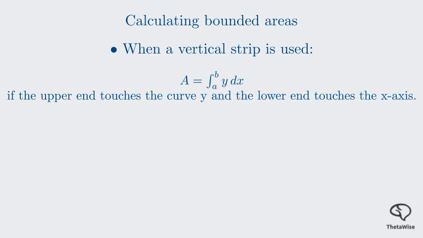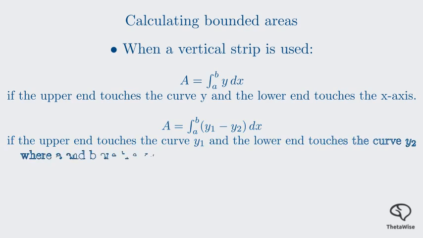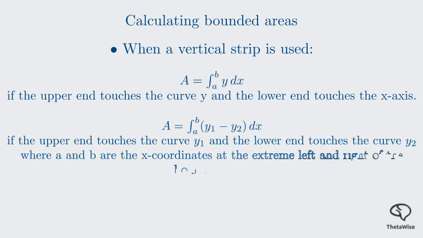More often, the area is bounded between two curves, say y1 and y2. In this case, the height of our vertical strip is the difference between the y value of the top curve and the y value of the bottom curve. So we integrate y1 minus y2 with respect to x from the leftmost x value a to the rightmost x value b. A helpful memory tip is to use subscripts.